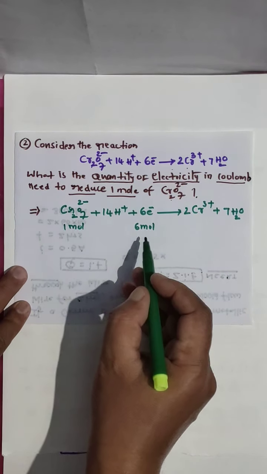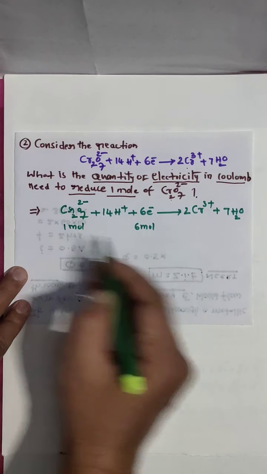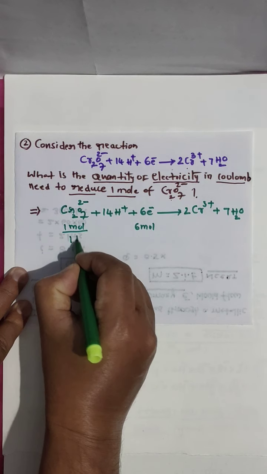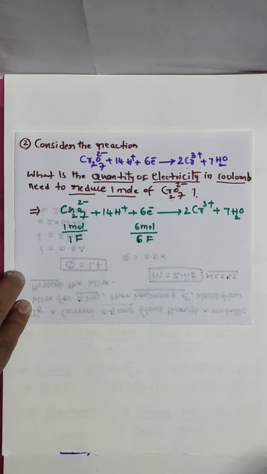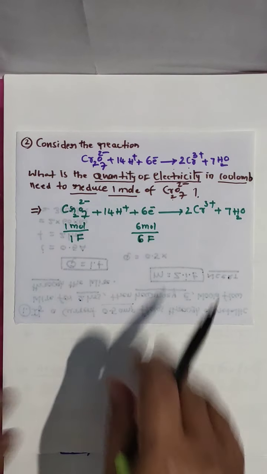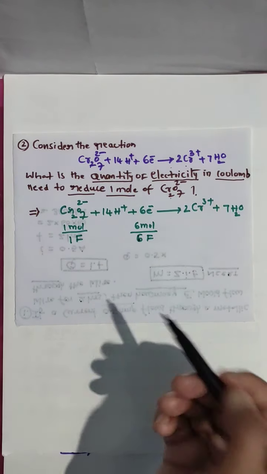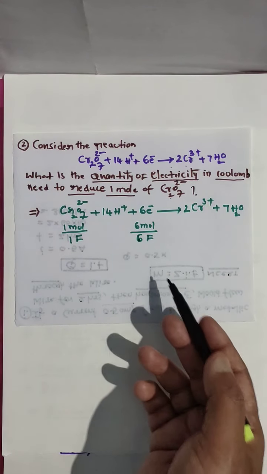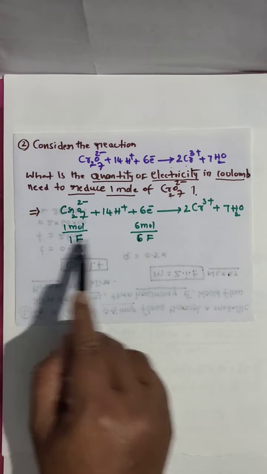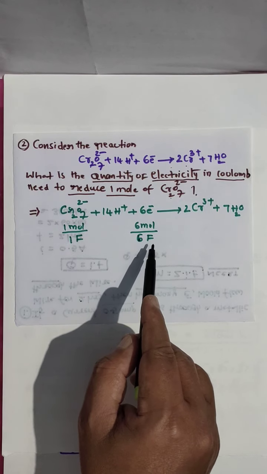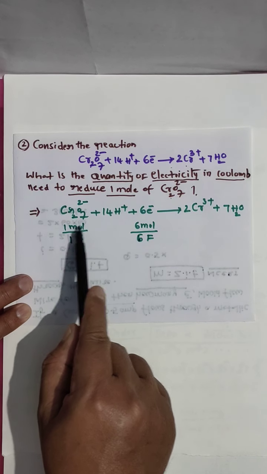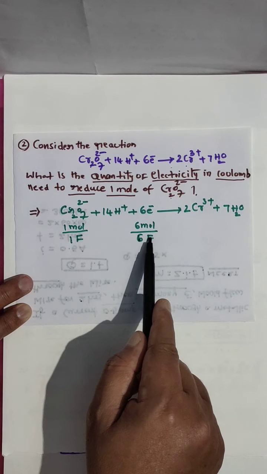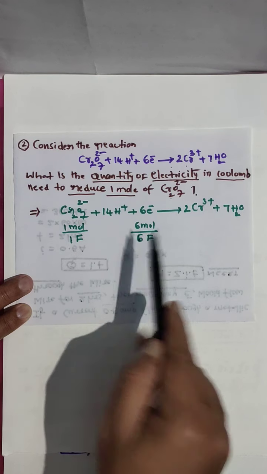But they are asking only between dichromate and electrons. 1 mole you treat as 1 Faraday and 6 moles you treat as 6 Faraday. This is the trick to solve easily. 1 mole as 1 Faraday. And why? Because Faraday is nothing but the charge of 1 mole of electrons. So this is 1 Faraday and this is 6 Faraday. Clear? So for 1 mole of Cr2O7 2 minus requires 6 moles of electrons.